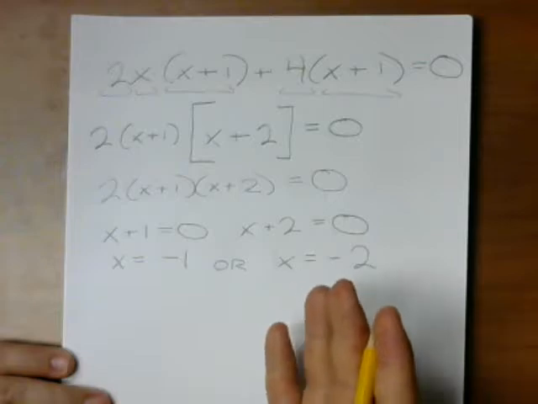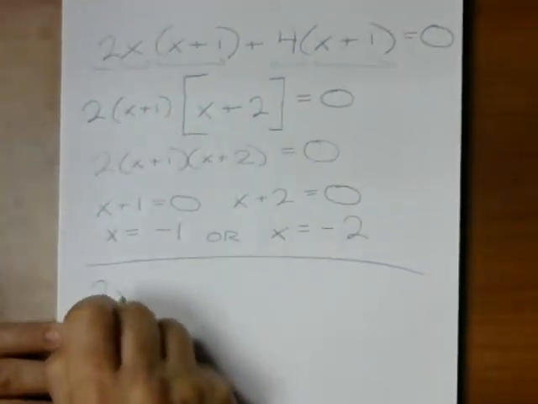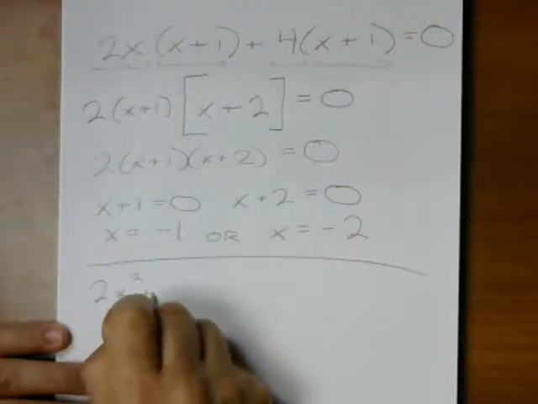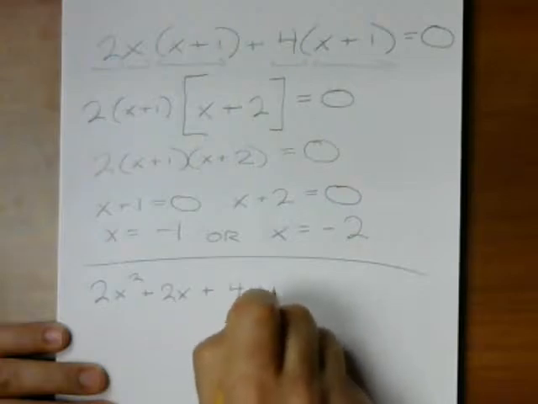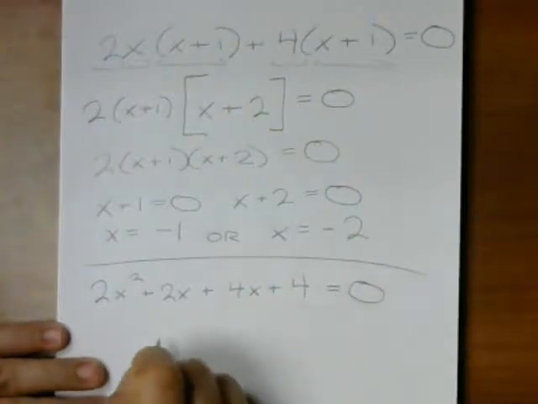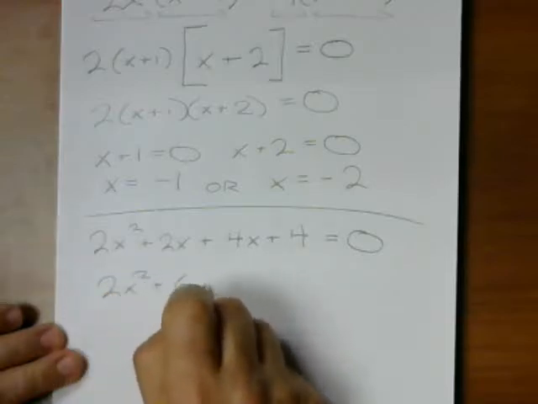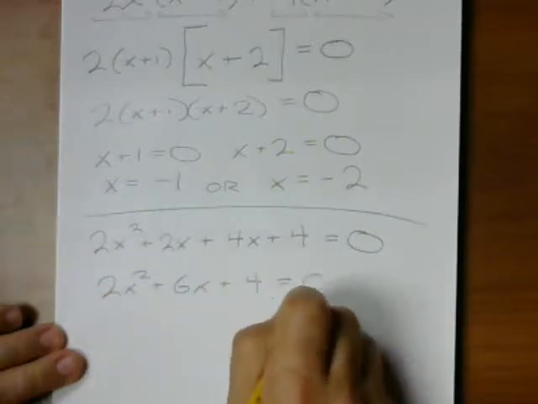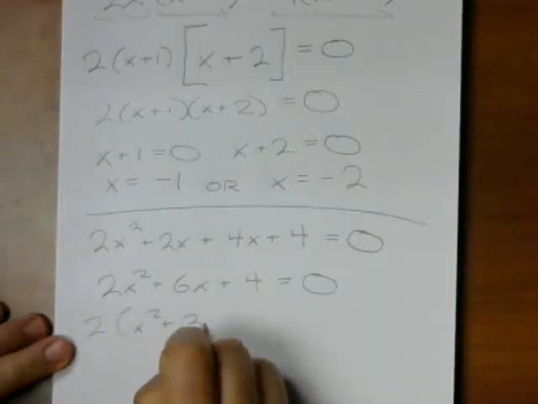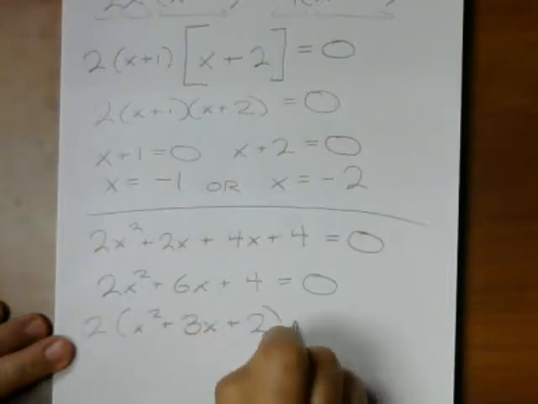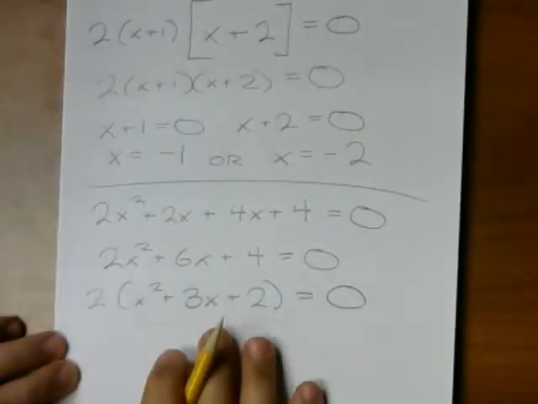What would happen if I did multiply it out? If you really want to insist. Well, I'll get 2x² + 2x + 4x + 4 = 0. And that gives me 2x² + 6x + 4 = 0, which I could write like this. Okay, but now I have to factor this.